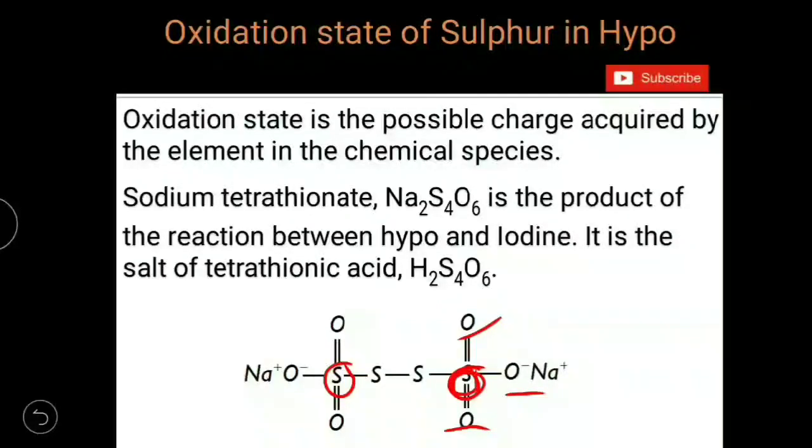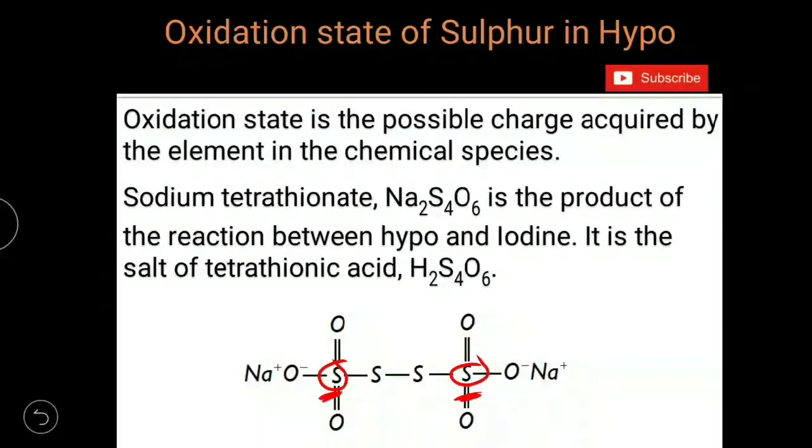Because of this, sulfur will get a charge of plus 5, because 5 electron pairs are moving away from this sulfur. And the other central sulfur atom will also get the same plus 5 because it is also bonded to 3 oxygen atoms by means of 2 double bonds and 1 single bond. So a total of 5 electron pairs are moving away from sulfur towards the oxygen atoms, as oxygen is highly electronegative. So the other central sulfur will also get a possible charge of plus 5.